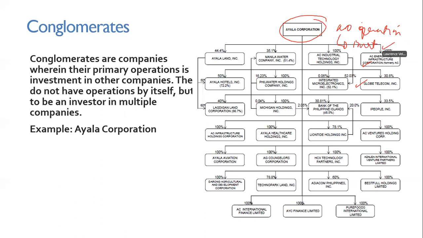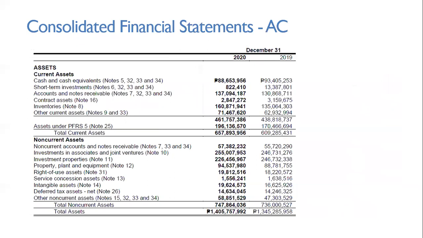Now, because of that, iba rin yung financial statements nila. So let's look at the financial statements of AC. If you look at the financial statements of AC, parang normal naman. Parang normal lang naman. Kasi nandun pa rin yung receivables, may contract assets, mayroong investment properties, may inventories. Akala ko ba walang operations but may inventories? Akala ko ba walang operations pero bakit may investment properties?